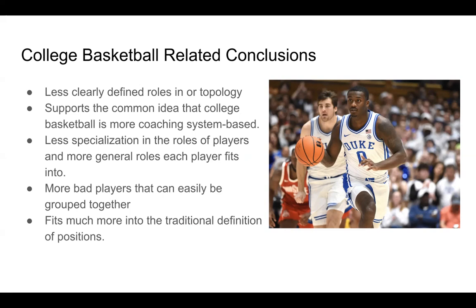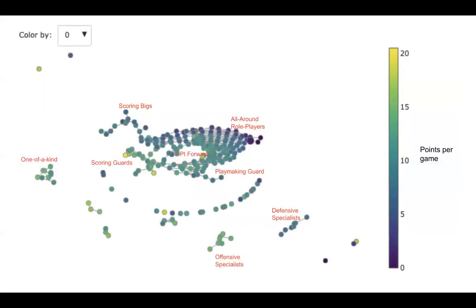So more bad players that can easily be grouped together is shown in our graph, and it just once again fits more into the traditional definition of positions. Continuing that idea, we go back to our image. It's important to note that it's hard to group these players on a filter function if they all are bad at everything, right? Let's put all the all-around role players.